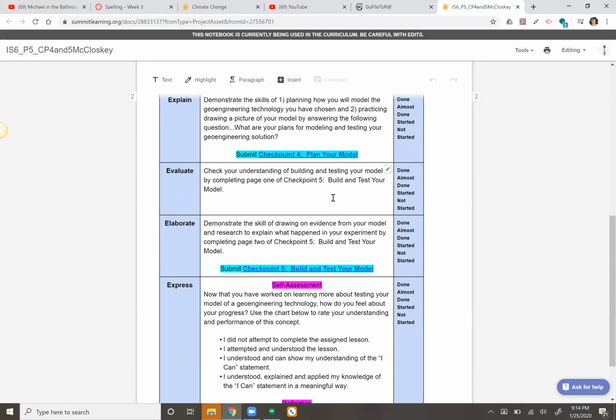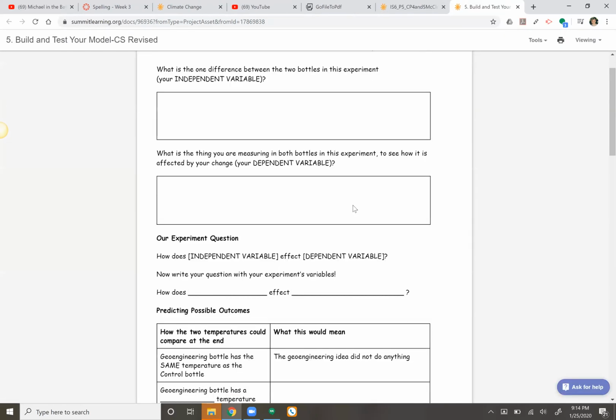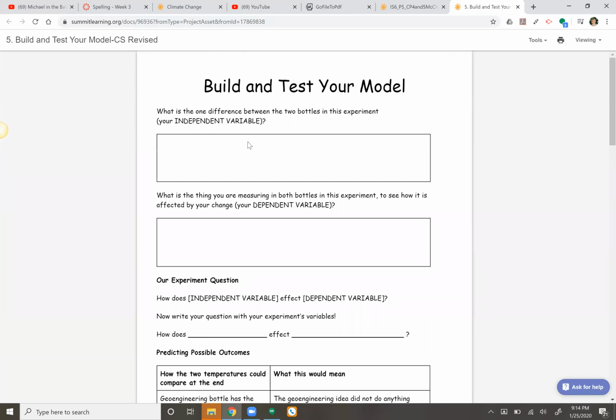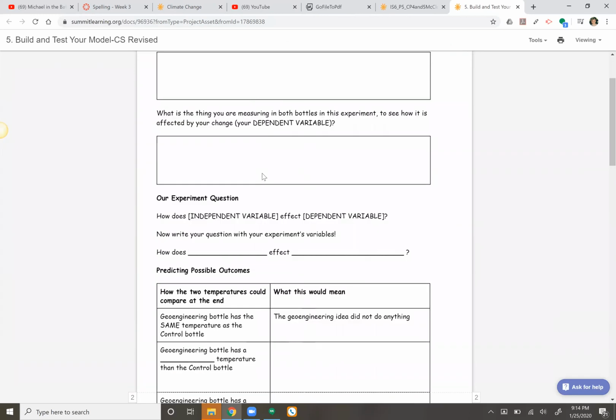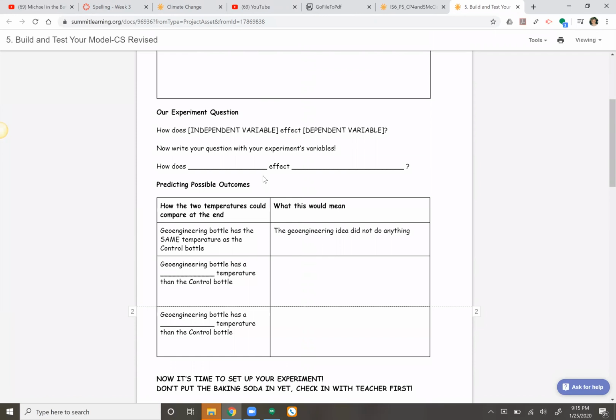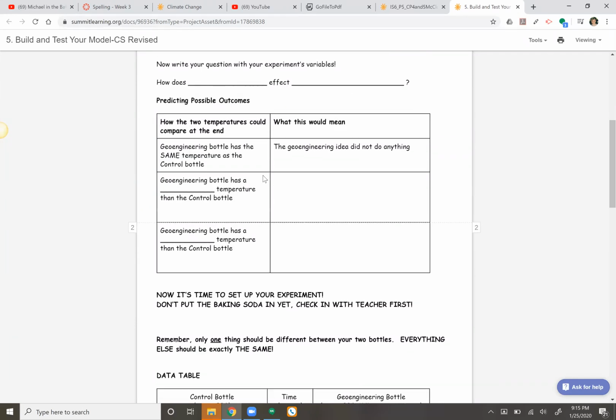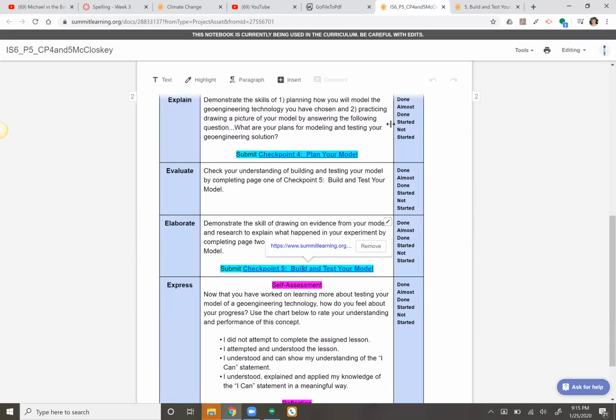Evaluate, you're going to check your understanding of building and testing your model by completing page 1 of Checkpoint 5, Build and Test Your Model. So if we look at the Checkpoint 5, the first page, you identify your independent and dependent variables, you write your experiment question, and you make some predictions.